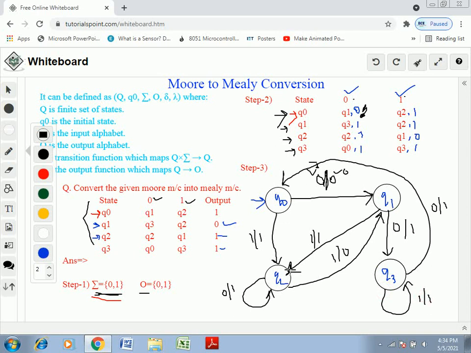This is the last step of the conversion from Moore to Mealy machine. In this, the first term denotes the input symbol and the second one denotes the output symbol.